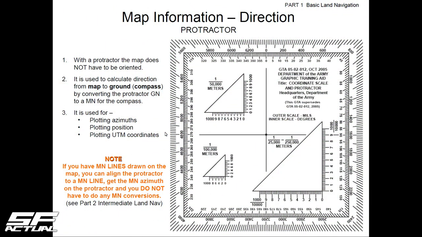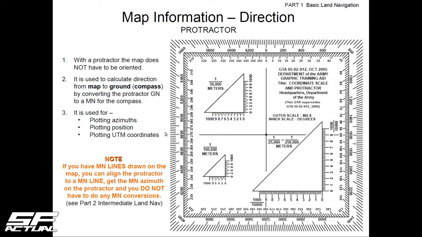All right, protractors. You can buy these on Amazon. I will put the link in the description if you want to purchase one. But this is something that is so crucial to working with a topographical map. It's used to calculate direction from map to ground, and by converting the protractor grid north to magnetic north for a compass. It's also used in plotting azimuths, plotting position, and plotting UTM coordinates.